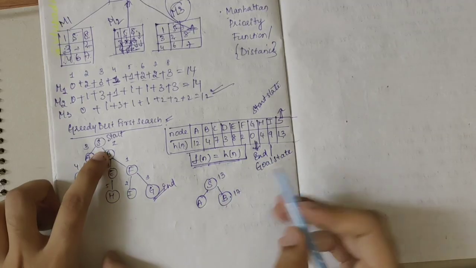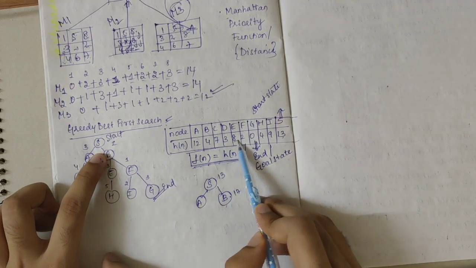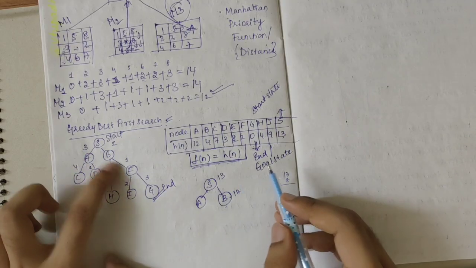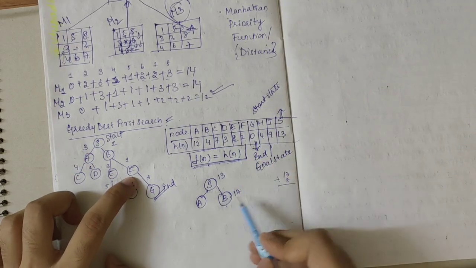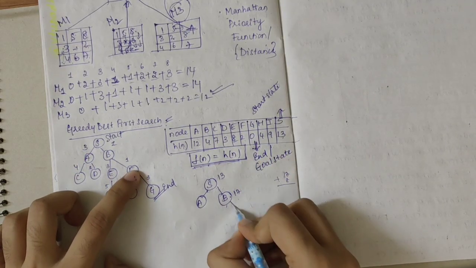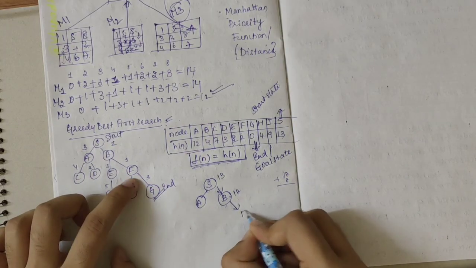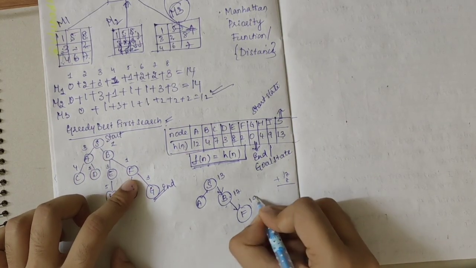Okay. Now from B I have 2 options further, E and F, right? So for E, I'll check for E. For E it is 8. So 17 plus 8. And for F it is 2. So I would consider F, right? So for F it would be 17 plus 2, 18, 19.